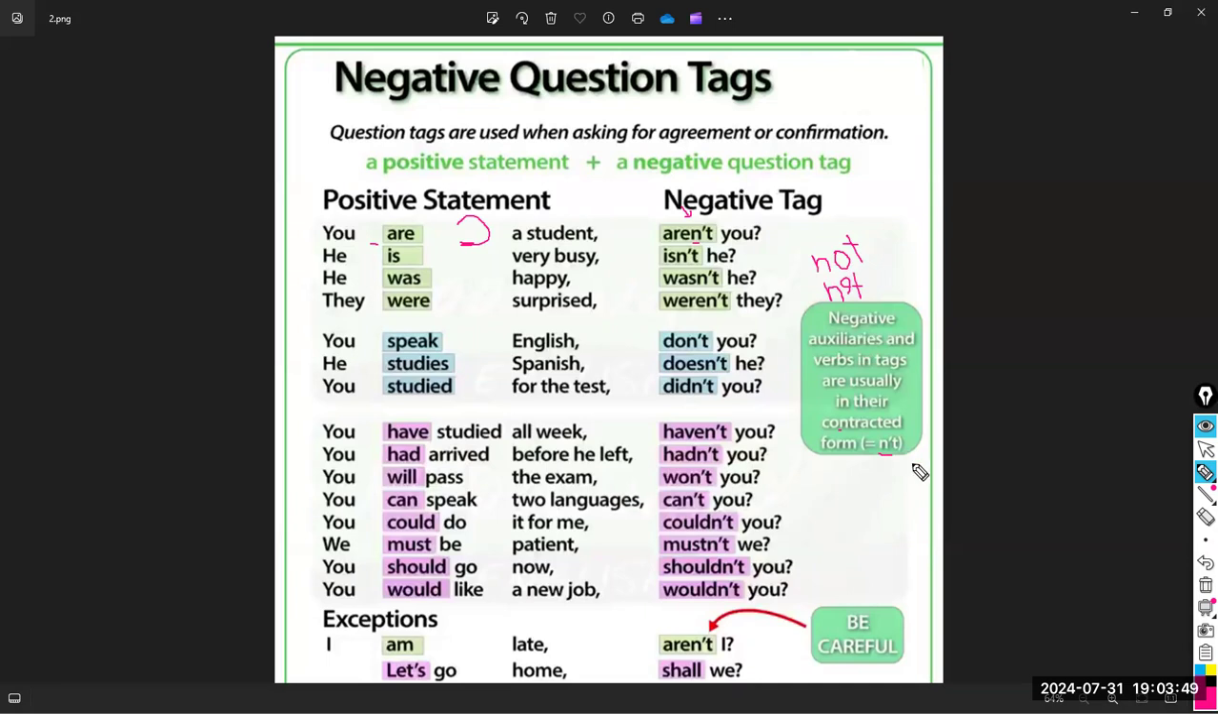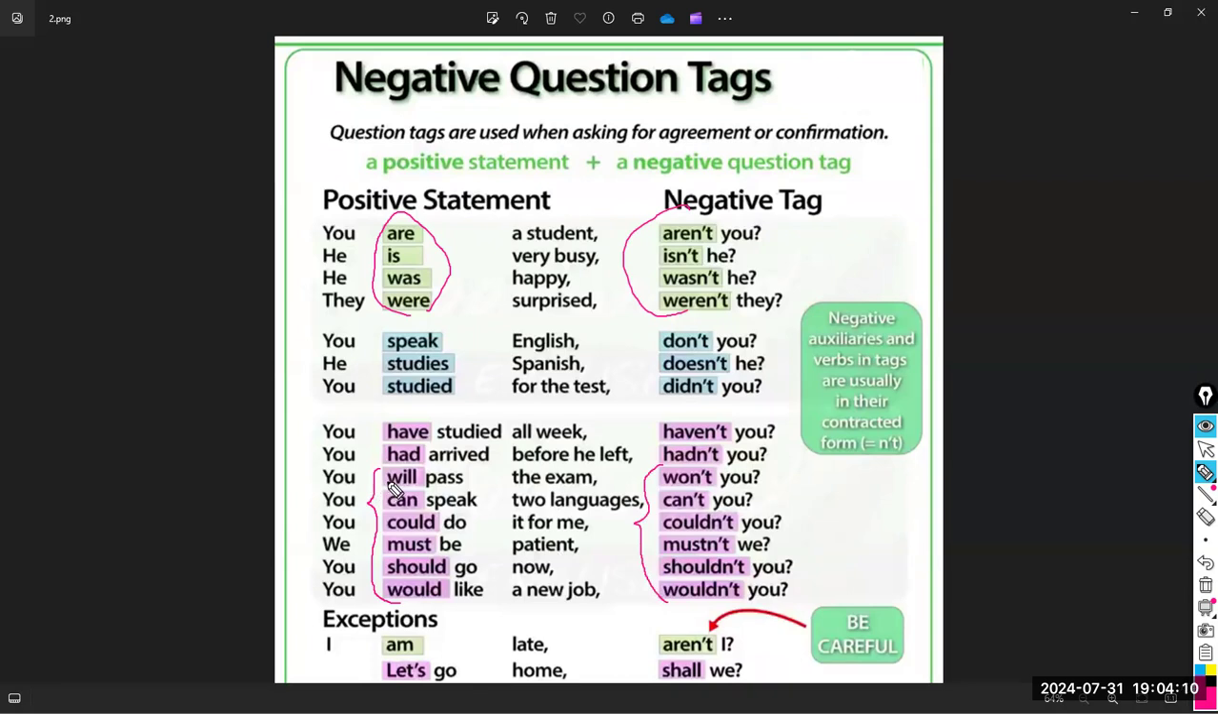Okay? Notice that because I have verb to be, I have to repeat the verb to be. Notice that I have modal verbs: will, would, can, could, shall, should, may, might, must. I have to stick with the modal verb. I don't have to change the modal verb at all.